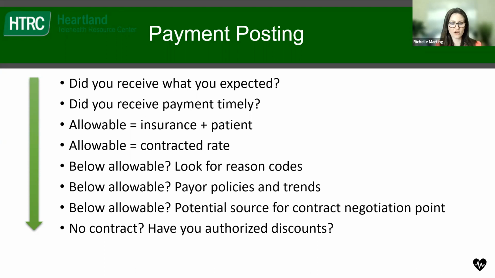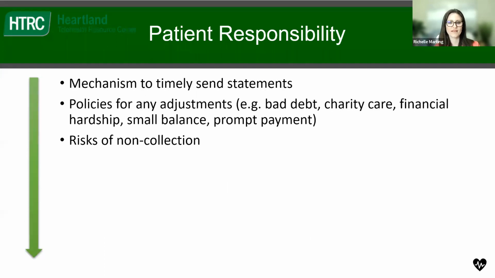If you got paid for the allowable, look at the reason codes. Was it because this is being passed on to member responsibility? Is there some other reason, like multiple procedure reductions, bundling edits? And again, if the payment amount's not what you expect, don't necessarily take that as it is what it is. Is that consistent with your contract and with the payer policies? And then finally, patient responsibility. Do you have a mechanism to get patient statements out timely? There's nothing more frustrating as a patient.